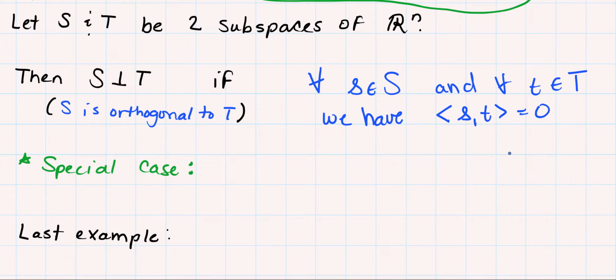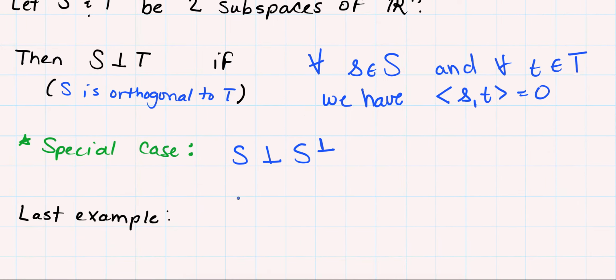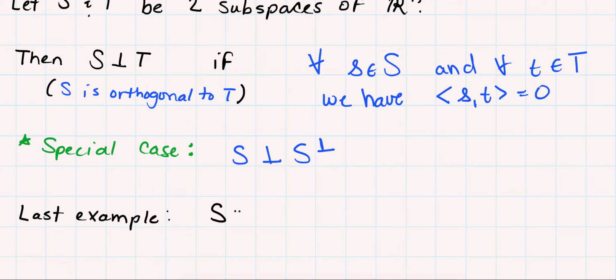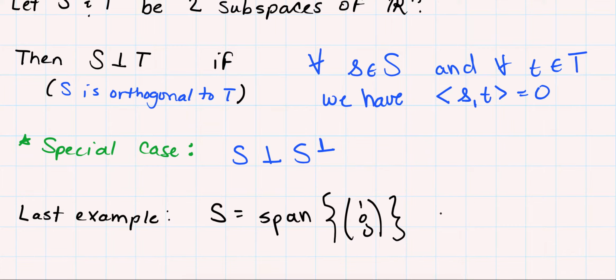Now you might be thinking, isn't this the same definition as the orthogonal complement of S? And it's not quite the same definition. A special case of this is that S is perpendicular to S perp. So S is orthogonal to S perp. That's a special case, but we do have other cases. Let's look at an example of this. Before, we said that when we had the span of this vector, S perp was equal to the span of these two vectors.